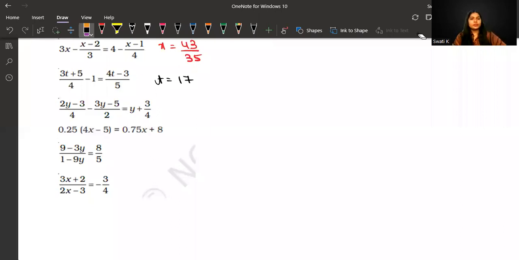All right, so now we can go to the next question. So here, it's very simple. We have to take an LCM, right? So 4 and 2 LCM is going to be 4 only. So this is 2y minus 3 as it is. Keep this in bracket because I can see a negative sign. So it's better if you keep a bracket.